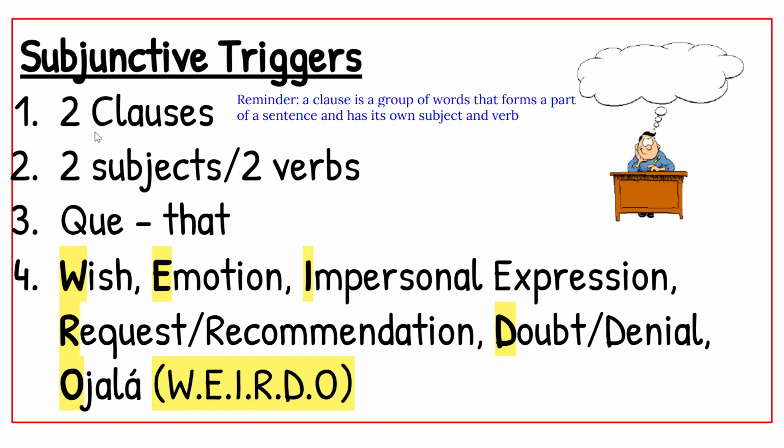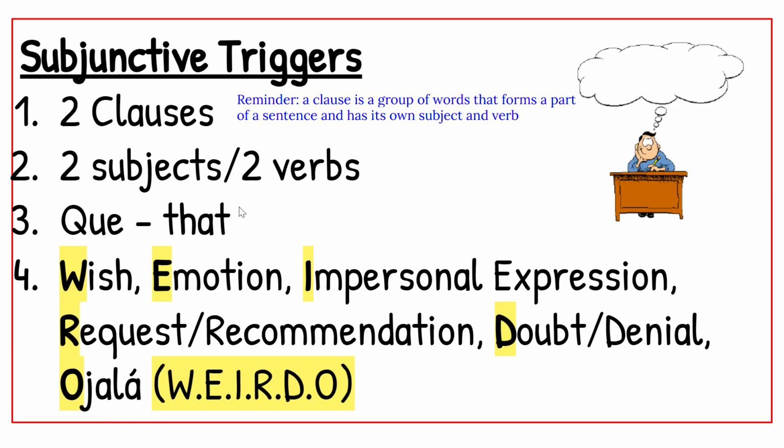Okay, the rules for subjunctive. A subjunctive phrase in Spanish needs to have two clauses. A clause is a group of words that forms a part of a sentence that has its own subject and verb. This means that I have one subject in the front of the sentence, and I have another subject in the second half of the sentence. Each of those subjects also has a verb attached to it.